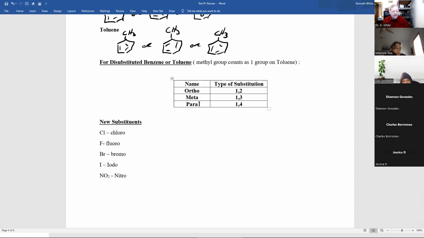Now, at this point, I introduce you to some new substituents that could be on a ring, and I've only done it for aromatic. Chlorine, Cl, is chloro. F, fluorine, is called a fluoro group. Br, bromo group. Iodine, I, iodo group. And then another new group, NO2, and that's a nitro group.